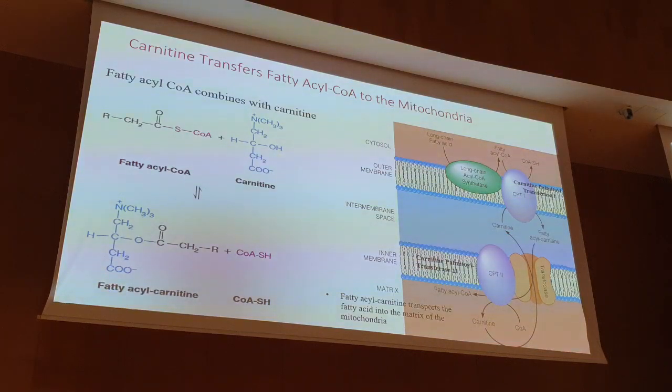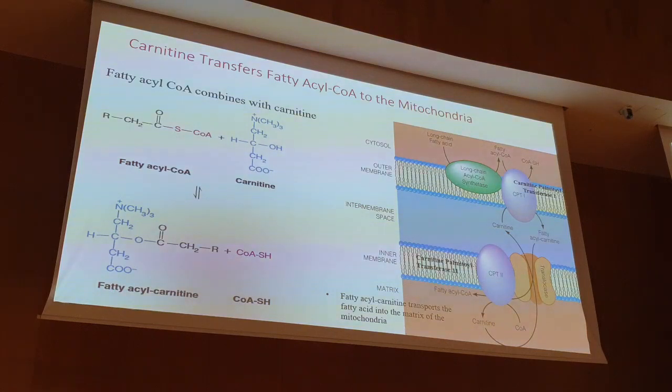I now have another transporter or a pore, a translocase, that brings the acyl carnitine into the matrix of the mitochondria, and then I cut the carnitine out. And that is done by CPT2. So there are two enzymes that are going to do this. And this is how I bring in the acyl or the fatty acid into the matrix of the mitochondria.